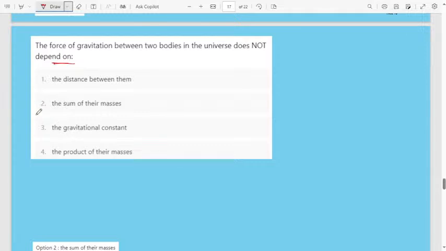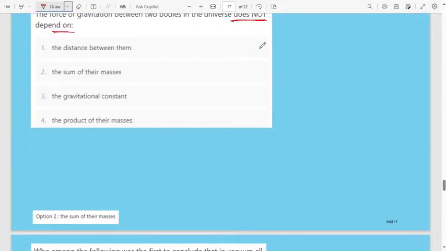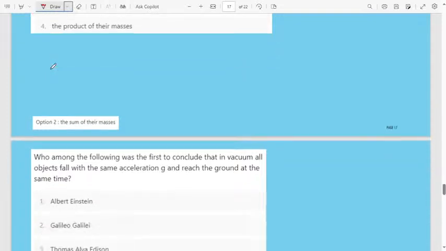Second option, the sum of their masses. Third option, the gravitational constant. Fourth one, the product of their masses. The correct answer for this question: the force of gravitation between two bodies in the universe does not depend upon... The correct answer will be option 2, sum of their masses.